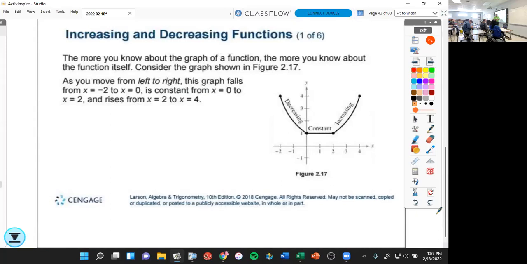From -2 to 0, it's decreasing. From 0 to 2, it remains constant. From 2 to 4, it's increasing, and then it stops. It's just gone. That's the entire function. Pretty clear what increasing, decreasing, and constant mean?